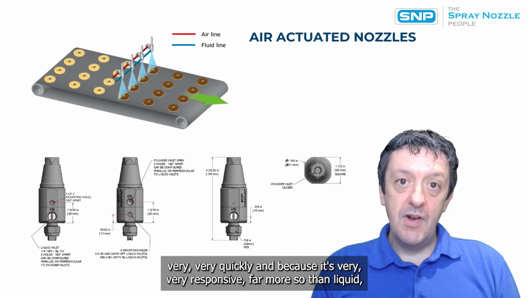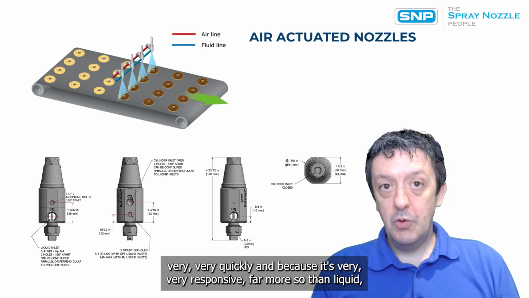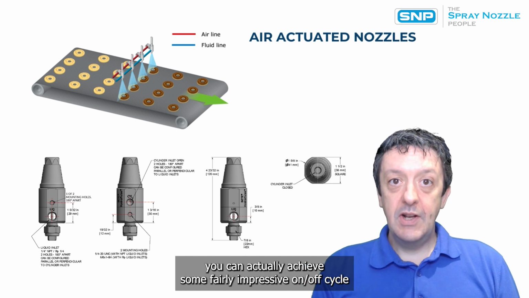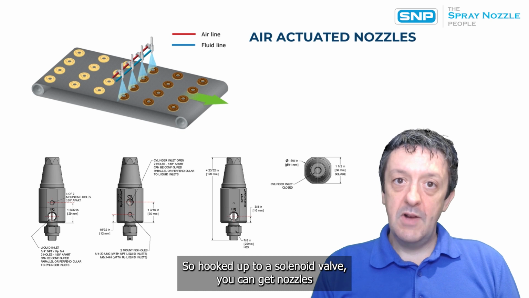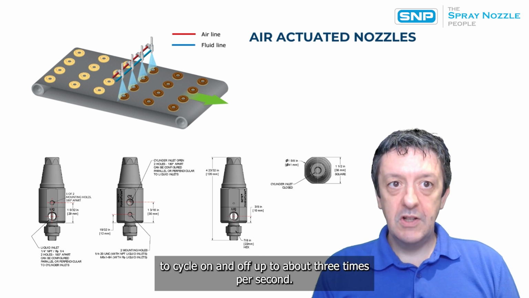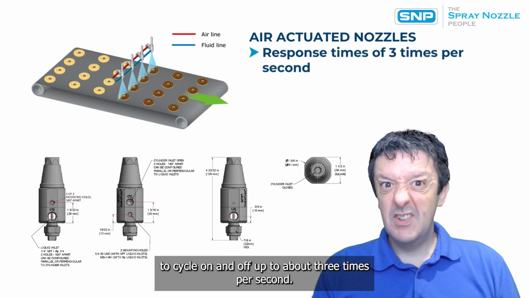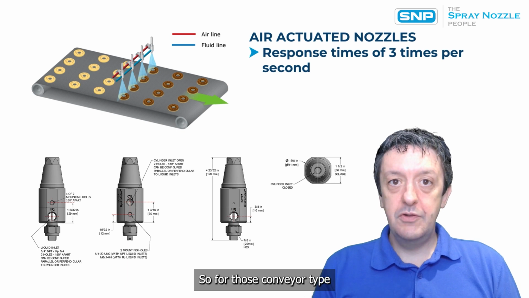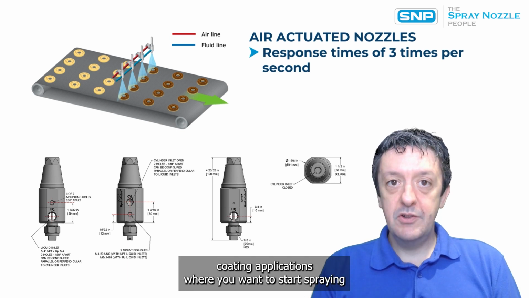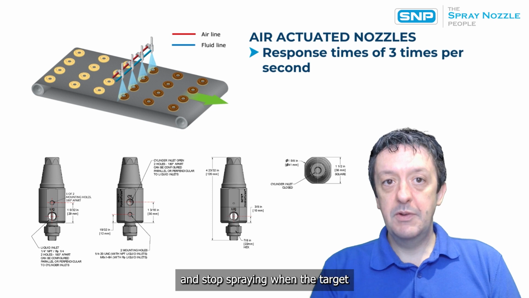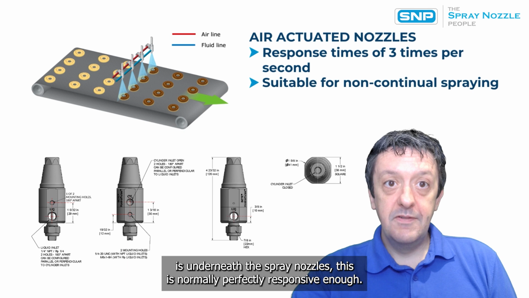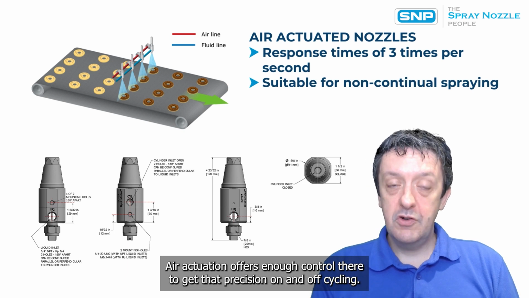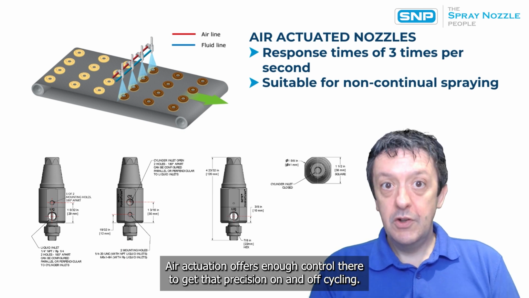Because air moves very, very quickly, because it's very, very responsive, far more so than liquid, you can actually achieve some fairly impressive on-off cycle rates with this type of control system. Hooked up to a solenoid valve, you can get nozzles to cycle on and off up to about 3 times per second. This is getting quite precise. So for those conveyor type coating applications where you want to start spraying and stop spraying when the target's underneath the spray nozzle, this is normally perfectly responsive enough. This air actuation offers enough control there to get that precision on and off cycling.